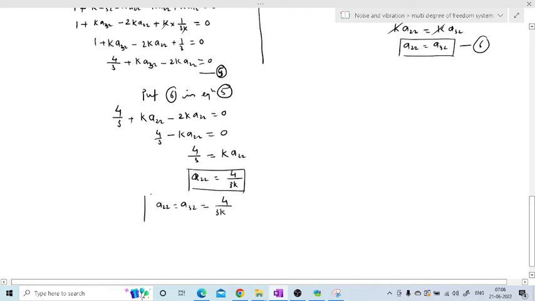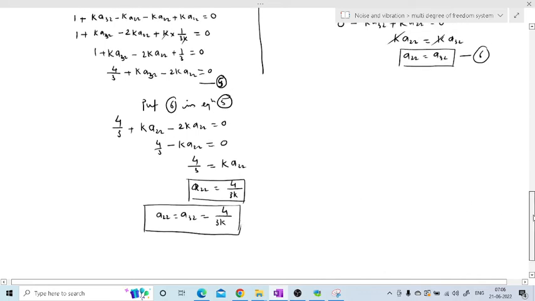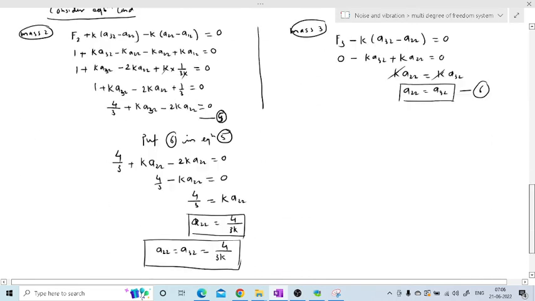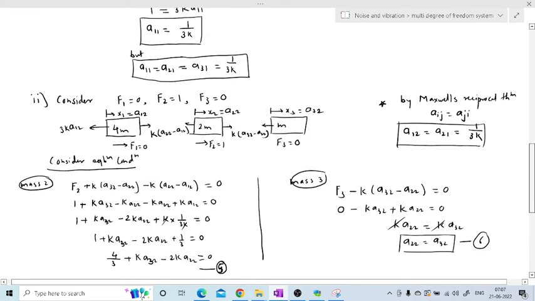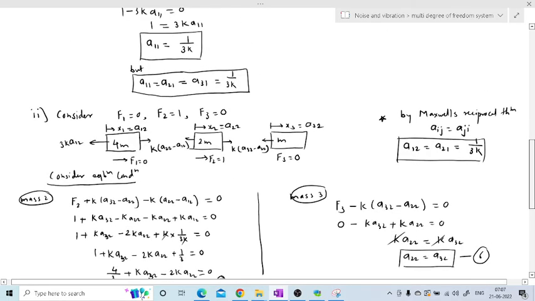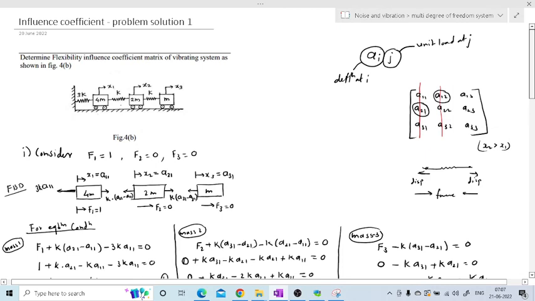So finally we got the two values, and initially we got one value by Maxwell's reciprocal theorem. Here we can see A12. Yes, we got all the values A12, A22 and A32. Okay, so we have finished with the second. Now we'll move to the third.